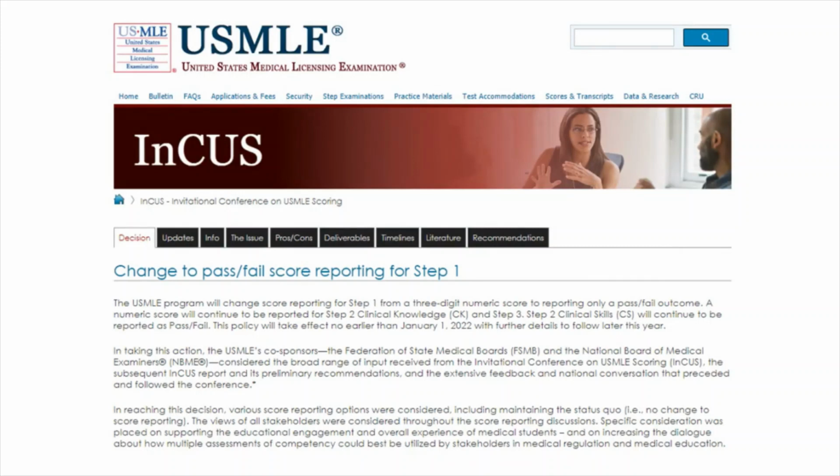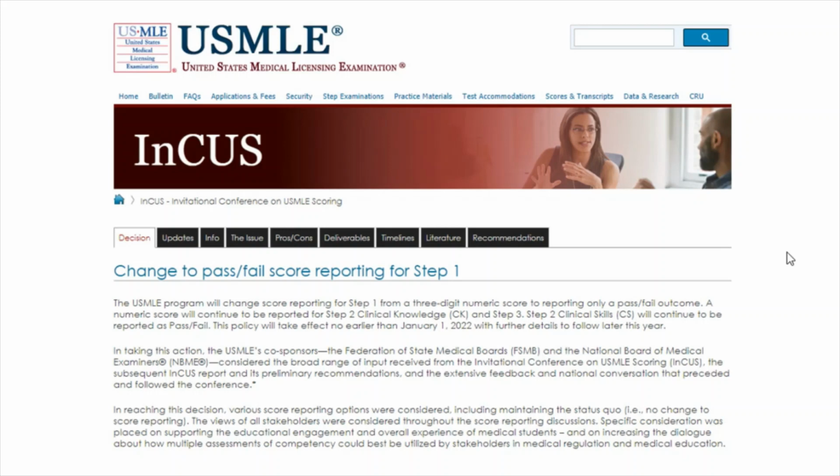The USMLE plans to change their Step 1 from a graded exam to a pass-fail exam, and they state that they're going to be doing this no earlier than January 1st, 2022. Some of the reasons that they give is that the exam is overemphasized. It can cause undue distress on the student, and that the point of the exam is for licensing and not really to differentiate residency applicants based on knowledge.